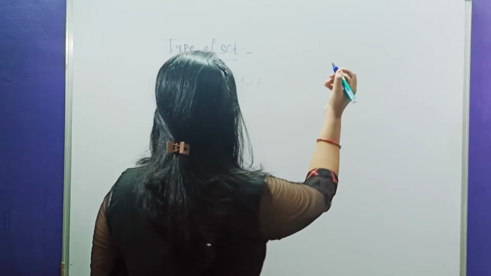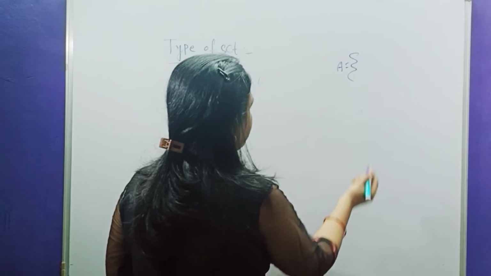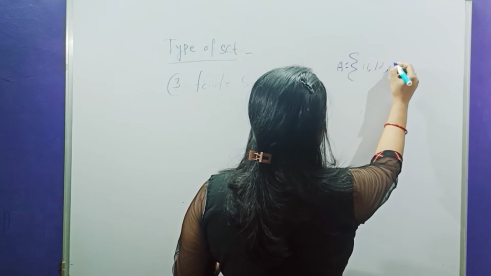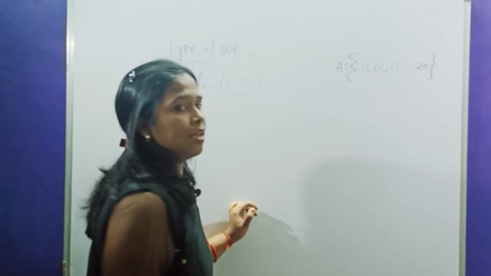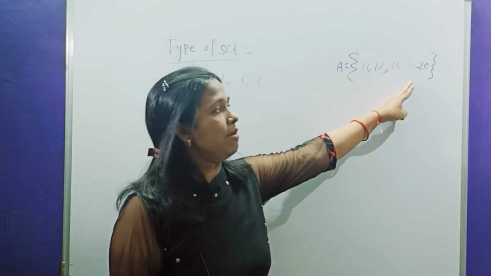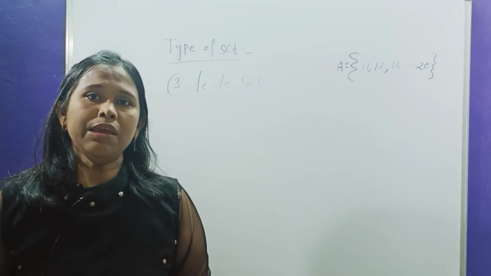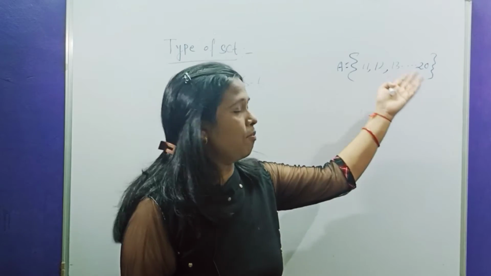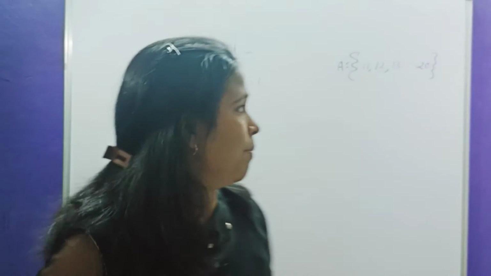Just see one example. Suppose I write one set A, that is {11, 12, 13, up to 20}. From this set, you can see that there are elements only from 11 to 20. That means there are a finite number of elements present in the set. You can count them: 11, 12, 13, 14, 15, 16 up to 20. So this is an example of a finite set.